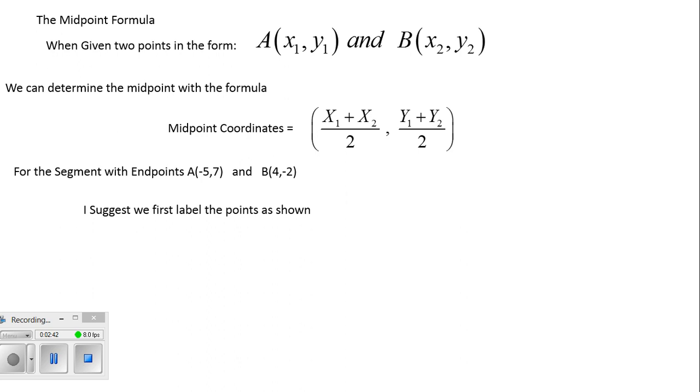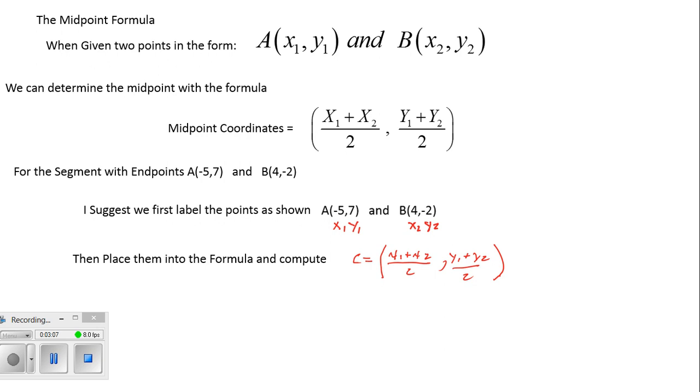I very strongly suggest that you immediately tag them, as I did right here, labeling them x1, y1, x2, y2, so that when you put them into the formula, both the midpoint and the distance formula, you don't get confused which is which. I strongly suggest you do that, and that every time you write down the formula, you commit it to memory, because you really have to memorize these formulas. So here's our formula again, with my points tagged. I know exactly what's what.